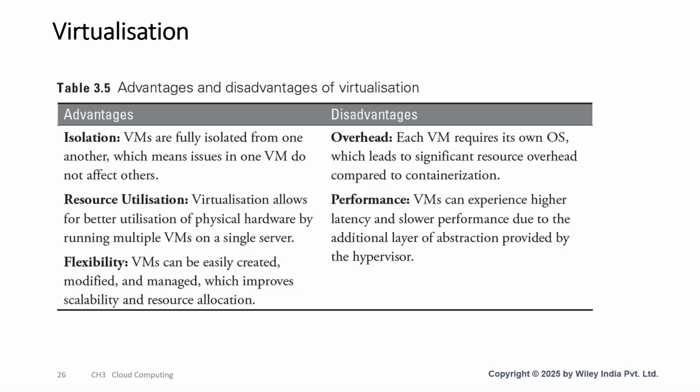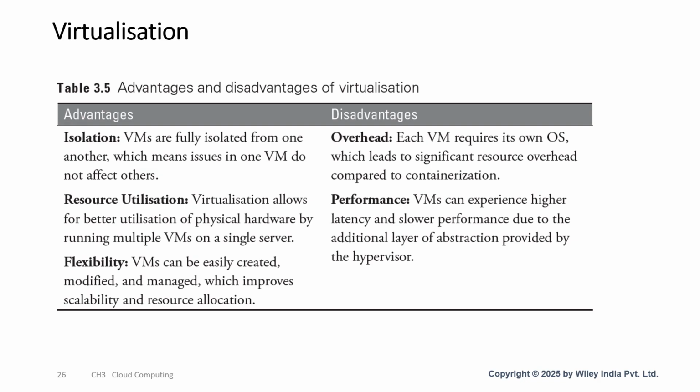Now, what are the advantages and disadvantages? Virtual machines provide isolation, where they are fully isolated from one another, which means issues in one virtual machine do not affect others. Resource utilization: virtualization allows better utilization of physical hardware by running multiple virtual machines. And flexibility: virtual machines can be easily created, modified, and managed, which improves scalability and resource allocation.